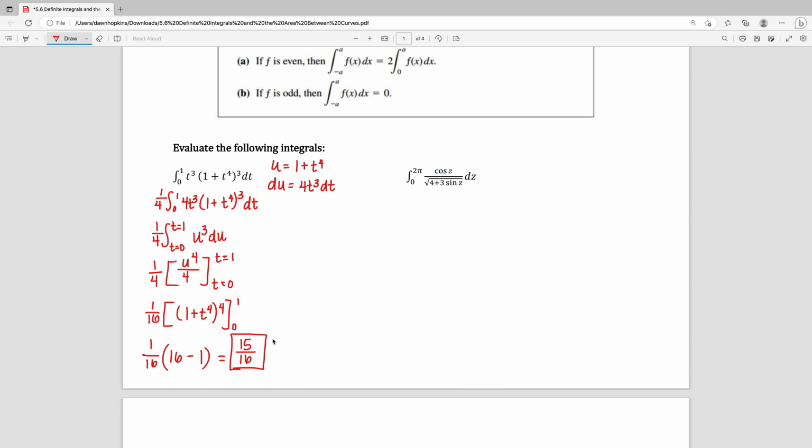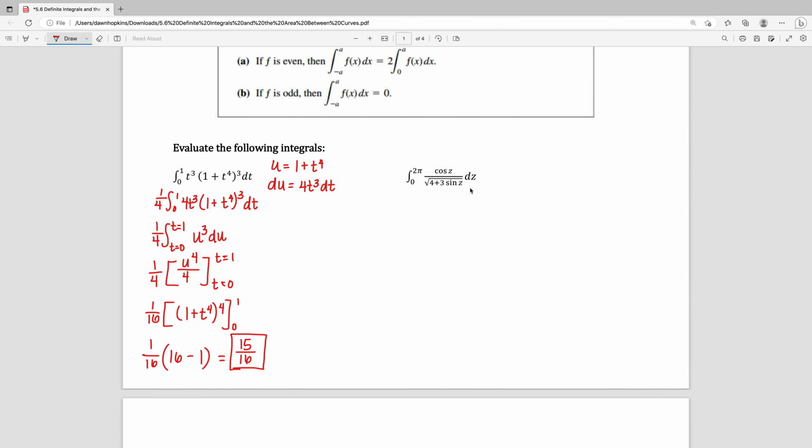Now, what Theorem 7 says is that instead of having to write the t equals 0 and t equals 1 and then go back and resubstitute for t, what I can do is go ahead and change the upper and lower bounds of my integral to reflect the u values. That's what I'm going to do with the second example here. It just saves a couple steps.